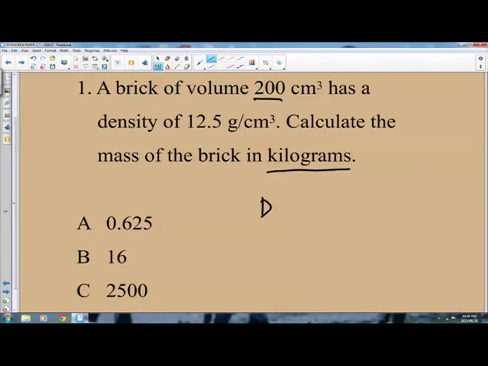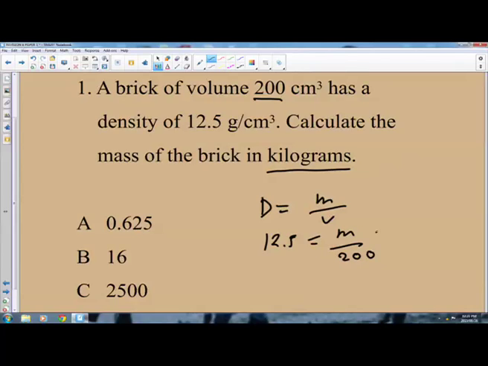Density is given as the mass per unit volume, and the density is given as 12.5. Upon substituting into the formula for density, which is D equals M over V, it will be 12.5 equals the mass divided by the volume. The volume here is 200, so we have to divide by 200.